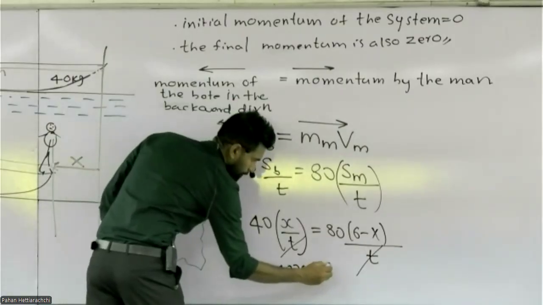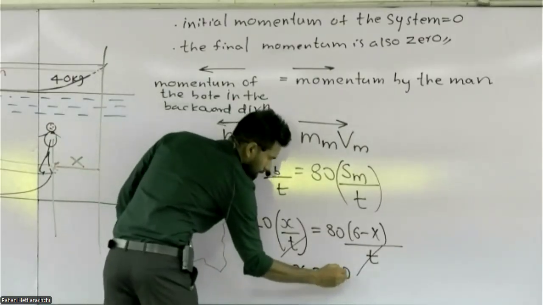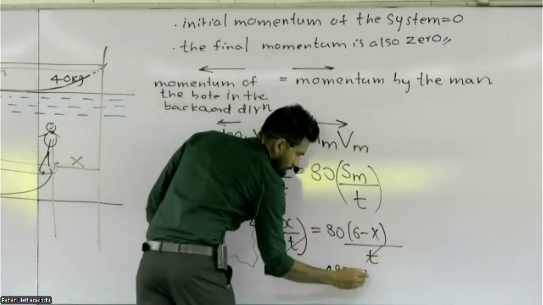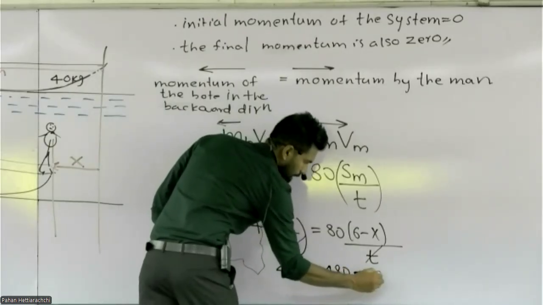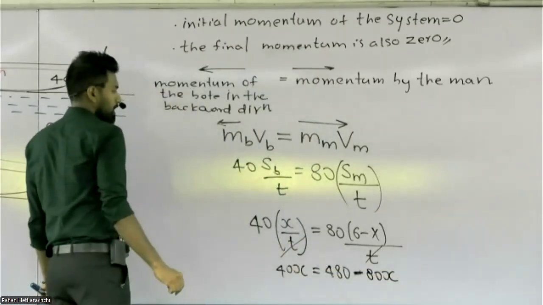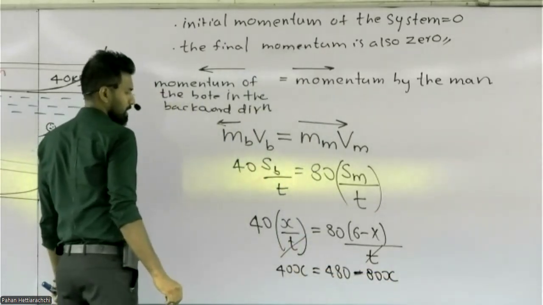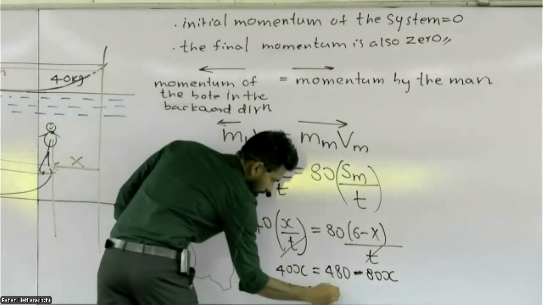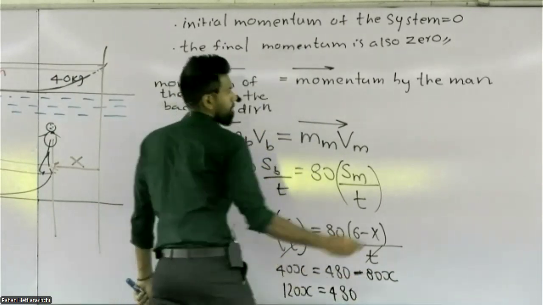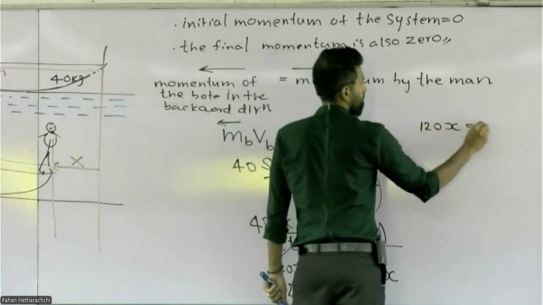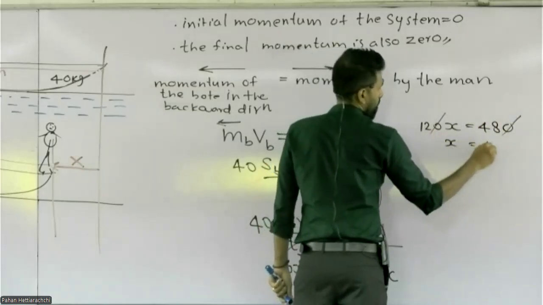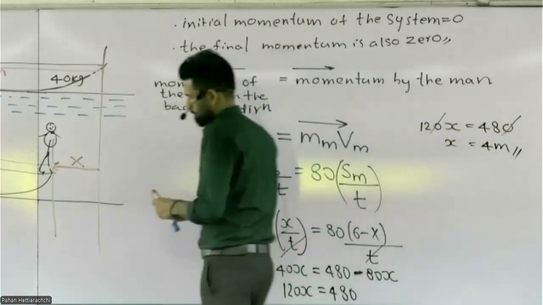40x is equal to 480 minus 80x. 120x is equal to 480. x is equal to 4 meters.